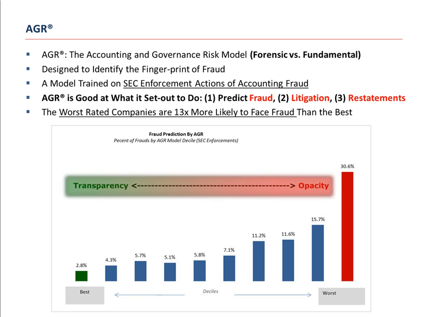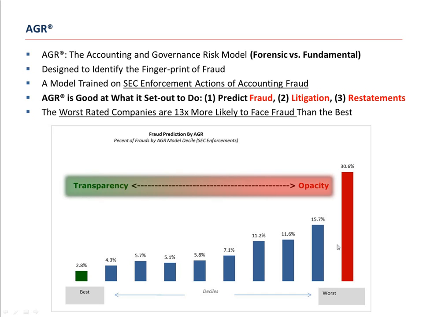And the first model we set out to create, the AGR, Accounting and Governance Risk Model, took a look at the world from a forensic point of view rather than a fundamental point of view. We got a whole bunch of smart people in a room, and they educated us on the difference between forensic analysis and fundamental analysis and how auditors look at the world. Our singular goal was to create a model designed to identify the fingerprint of fraud. And by fraud, we mean specifically a model trained on SEC enforcement actions of accounting fraud. And lucky for us, AGR was good at what it set out to do.